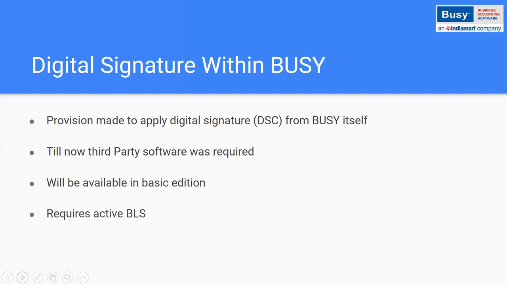Digital signature is also something we have provided. Earlier, you were using a third party add-on, but now we have given the digital signature in Busy itself, and no third party software will be required. Both this new mobile app and this digital signature will be available in the basic edition, and an active BLS will be required in both cases. For digital signature, only BLS is required. In case of the mobile app, BLS is required, but you have to buy a separate license also.